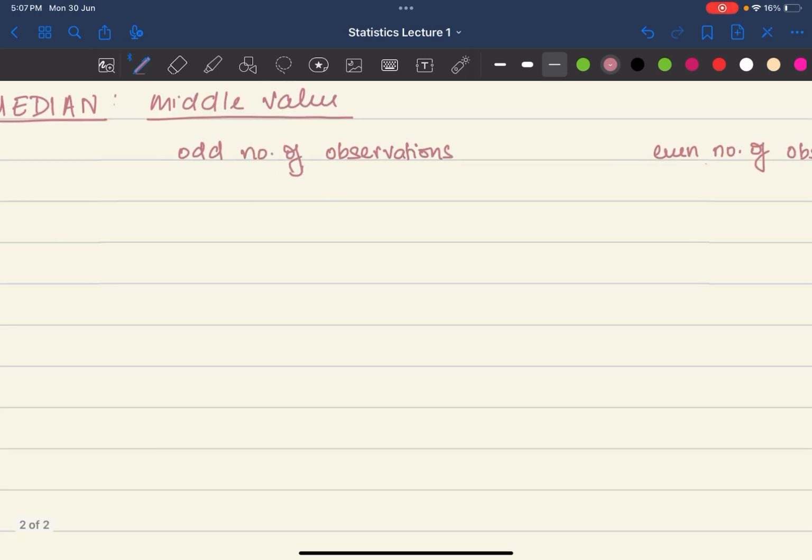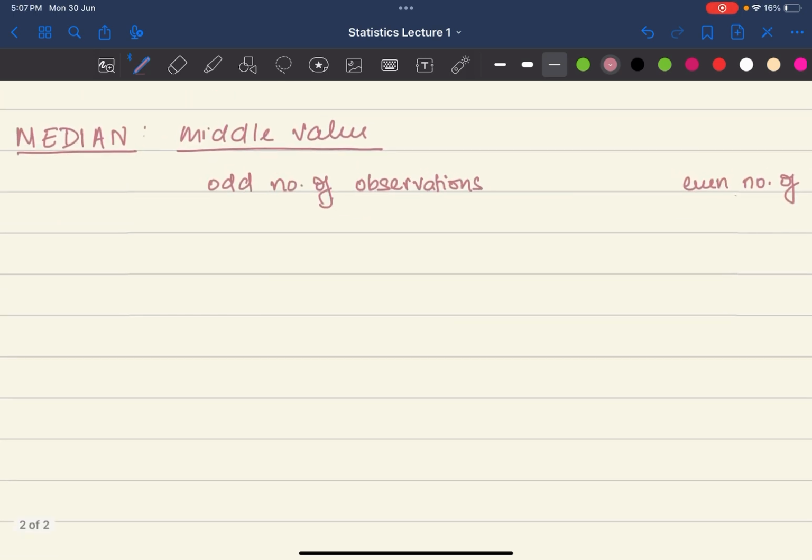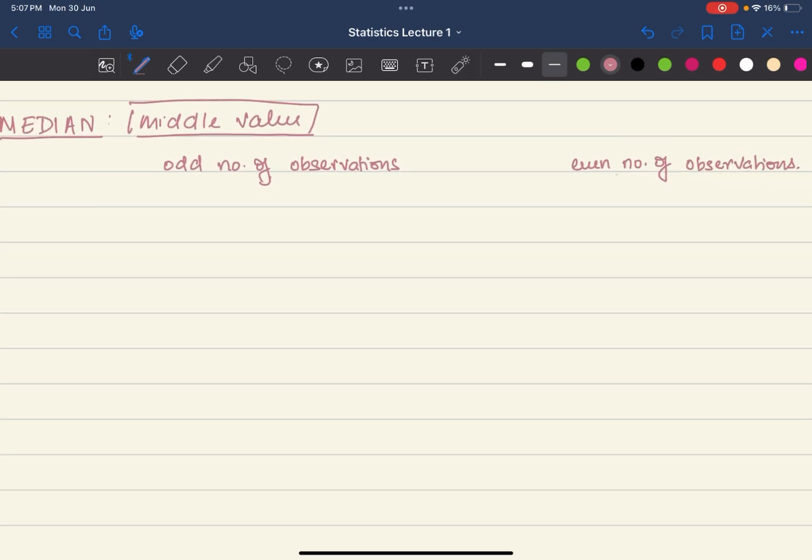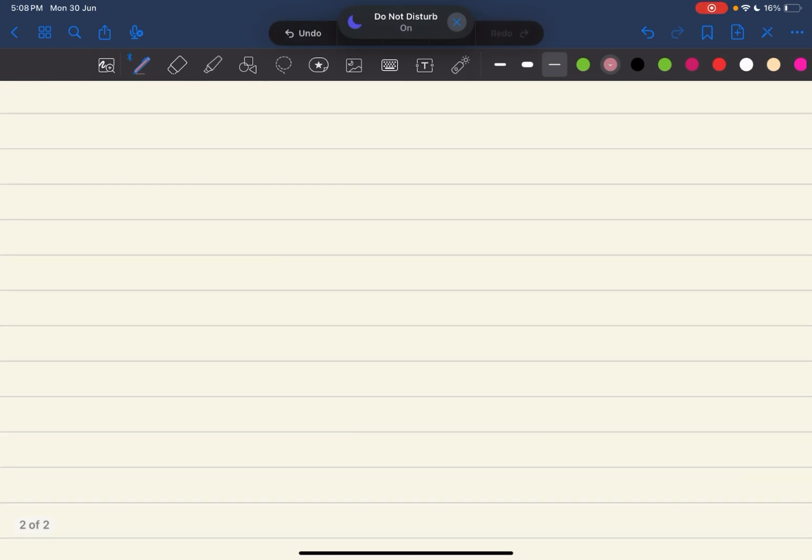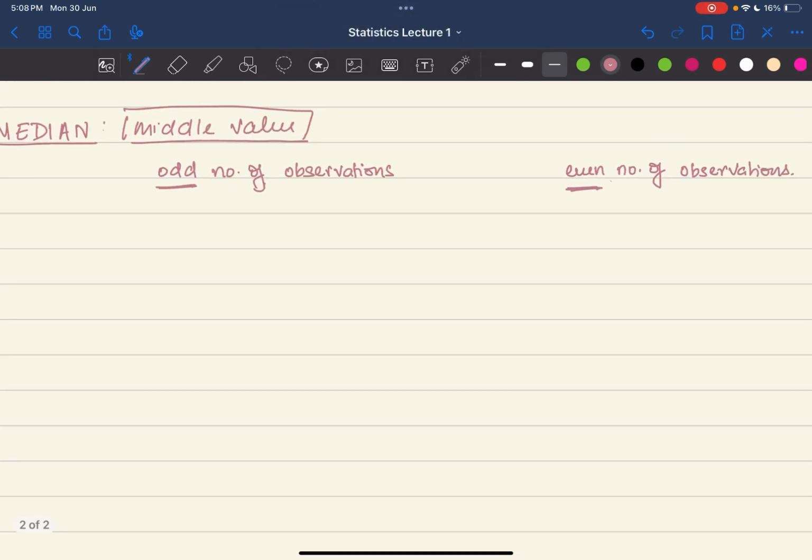Now let's move on to median. The median is nothing but the middle value, or the value that is in the exact center of your data set. Now we have two situations here. One is when the number of observations are odd, and one is when the number of observations are even. Now what I mean by this is, let's take an example. We have a data set with numbers like 5, 8, 2, 10 and 12.